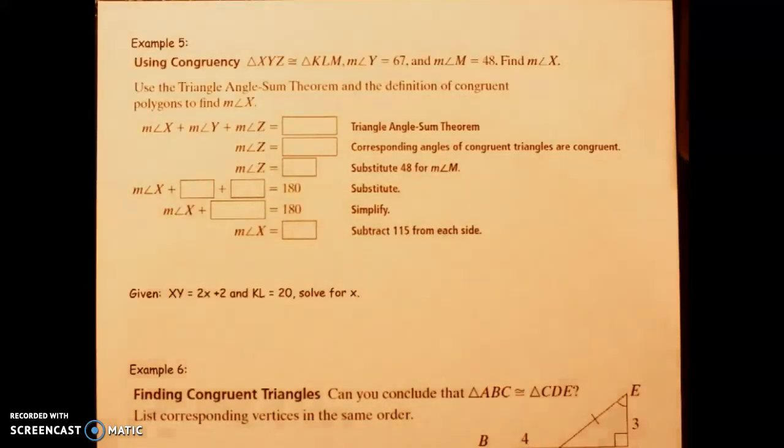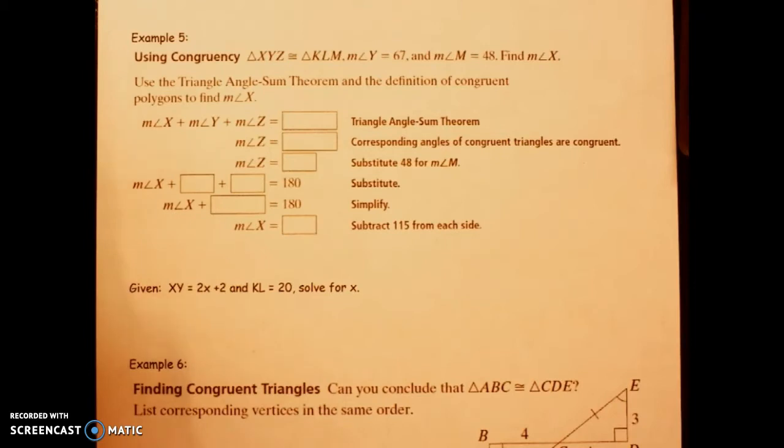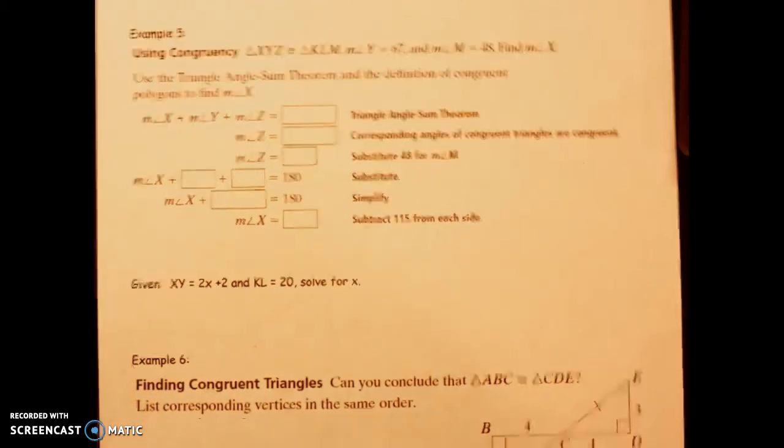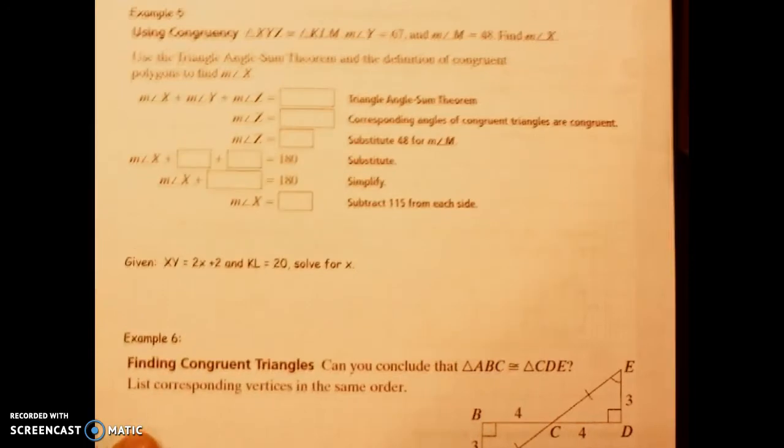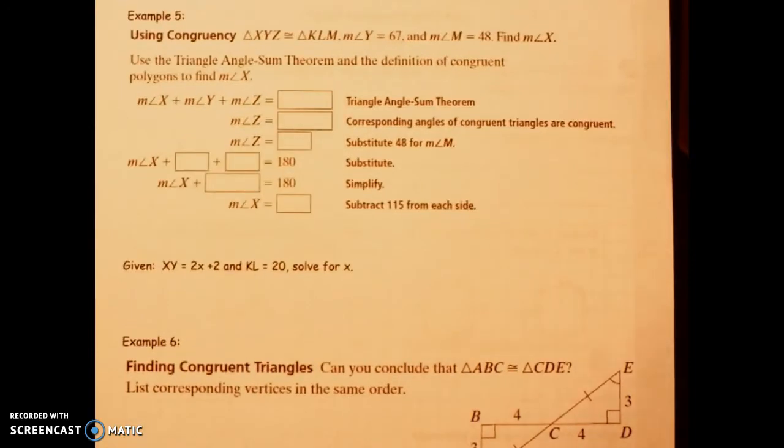We're going to take a look at a few more examples from the video that you just watched. So this first one, we are told that we have two congruent triangles. Remember, that means all of the corresponding sides and angles are congruent. The first thing they tell us is we have information regarding angle Y and angle M, and we have to go and find angle X.